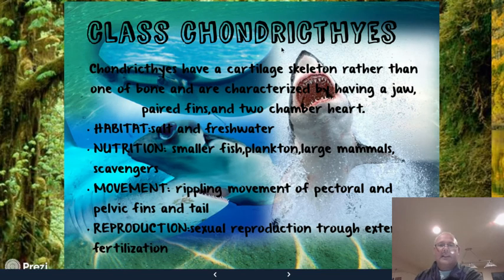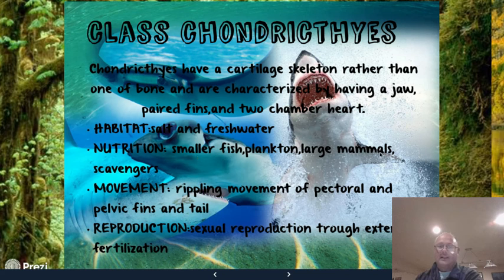Class Chondrichthyes. These are your cartilaginous fish. Sharks. These guys have a cartilage skeleton rather than bone, and have jaws, paired fins, and a two-chambered heart. Two chambers is a unique characteristic to certain animals. Mainly when you think of these organisms, they're saltwater, marine organisms, but they can live in some freshwater. Bull sharks, for instance, can swim in the Mississippi River.